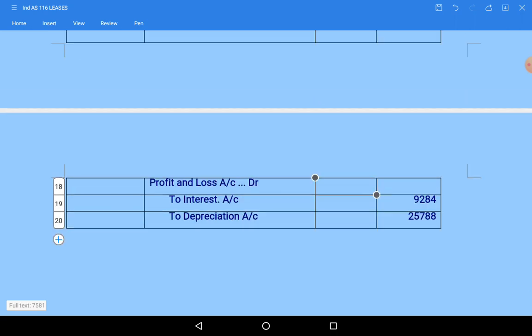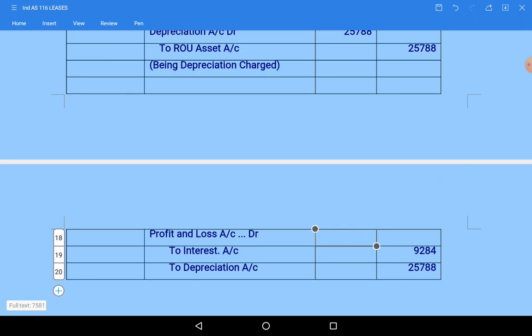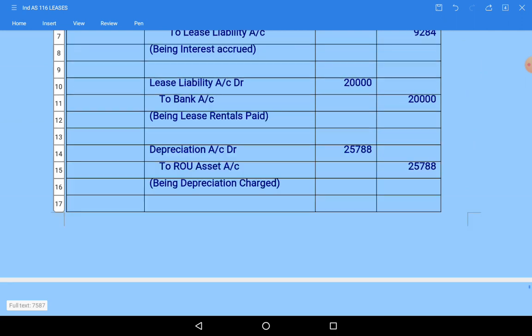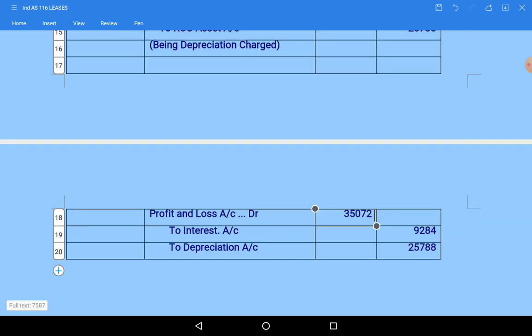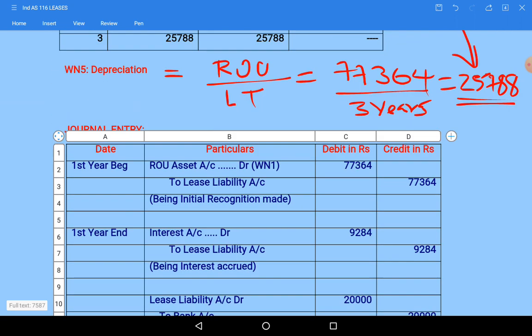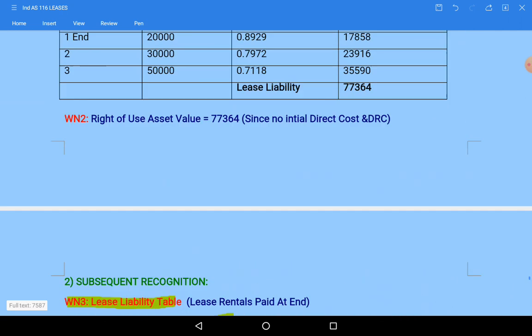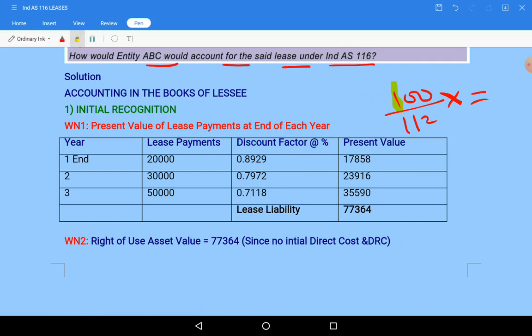Like this, second year end and third year end we need to write the journal entries, but with different values because amounts will change. Okay, so first we need to calculate initial. Present value of lease payments. Year end payment is done, so present value factor we need to take. So 20,000 into present value, 30,000 into present value, 50,000 into present value. Calculate present value, 100 divided by 112 for the first year, and similarly second year, third year. If you multiply these values and add, you will get total lease liability.